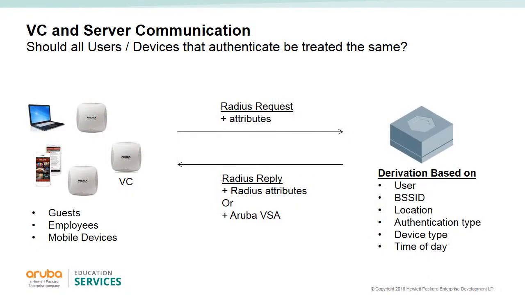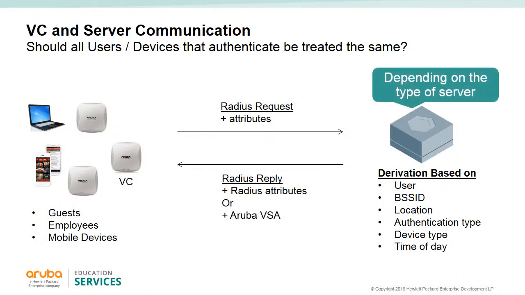For server-derived roles, there must be an exchange of information between the virtual controller and the server. What is sent depends on what type of server is being used and if the VSAs have been installed. Note, a lot more can be done with a ClearPass server. The virtual controller sends attributes along with the radius request message. This information can be used by the server to derive a role and reply with Aruba VSAs or radius attributes.